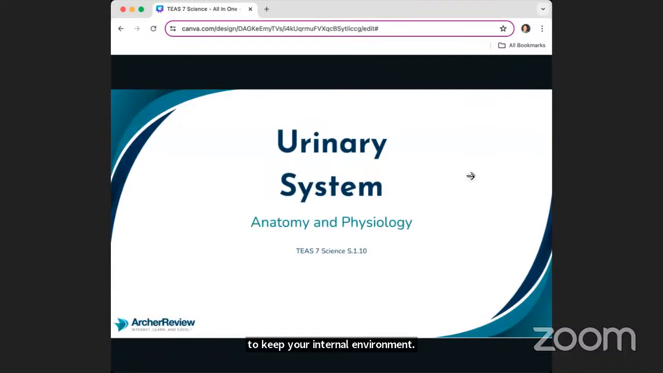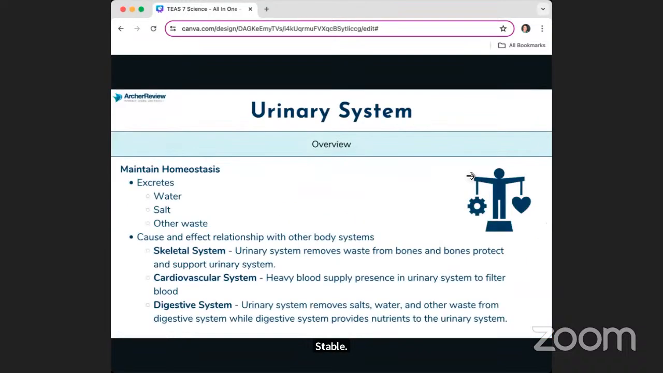Moving into the urinary system. The urinary system's job is also to maintain homeostasis. You could argue every single one of your systems in your body is to maintain homeostasis. But here's what that looks like for the urinary system specifically. It's going to excrete. In fact, the urinary system is also known as the excretory system because its job is to excrete things like water, salt, and other waste.